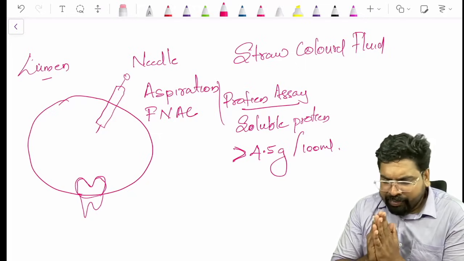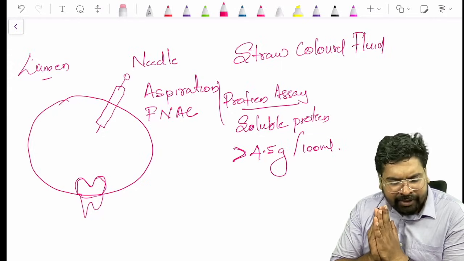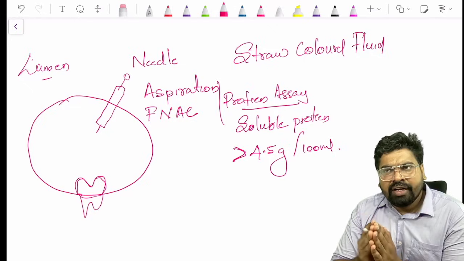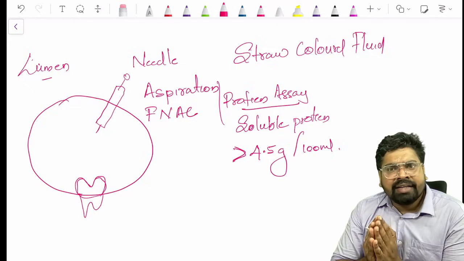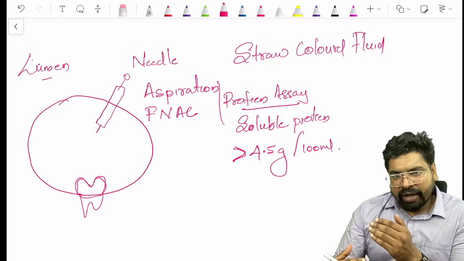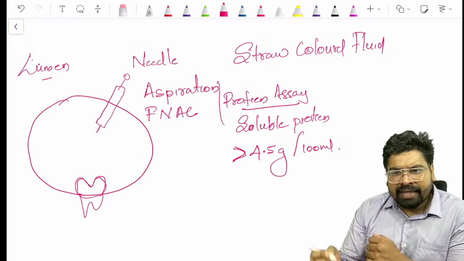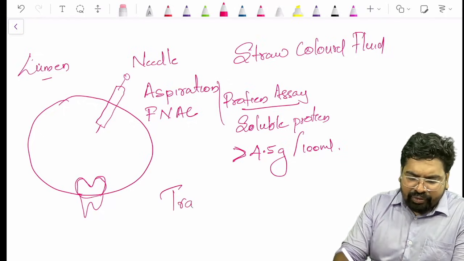Now I have done the protein assay, and I got 4.5 gram per deciliter. Now there was a question in it: what is the fluid in a cyst? Is it a transudate or an exudate? The fluid inside the cyst is a transudate.